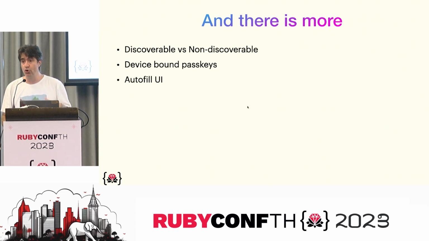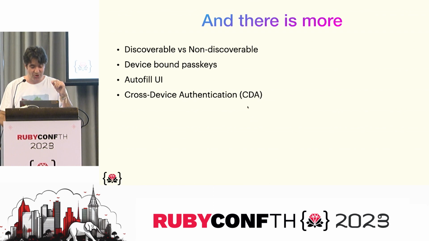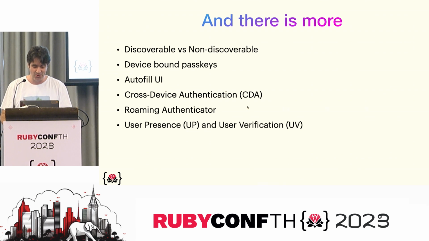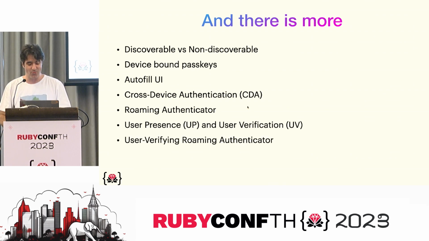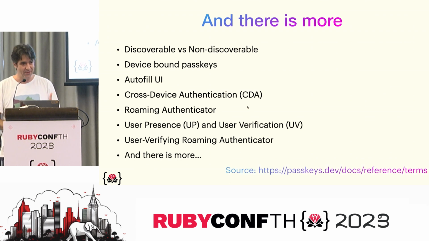There is autofill UI. These are really interesting things. I really wish I could dive deeper into more of that. I definitely recommend you check it out. The fact that there is a W3C standard that discusses and defines requirements about UI and UX is freaking amazing. There's cross-device authentication. There's roaming authenticator, user presence, user verification, user verifying roaming authenticators, and there is more. All these terms come from that website over there, passkeys.dev. There is a terms page. That URL is definitely a fun read. I definitely recommend you folks check it out.